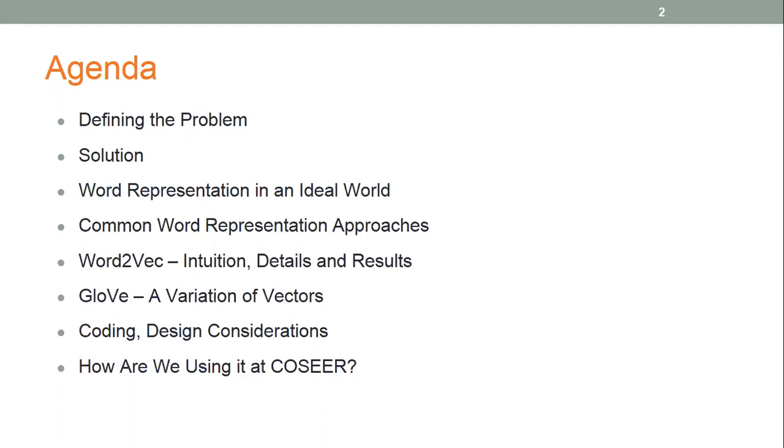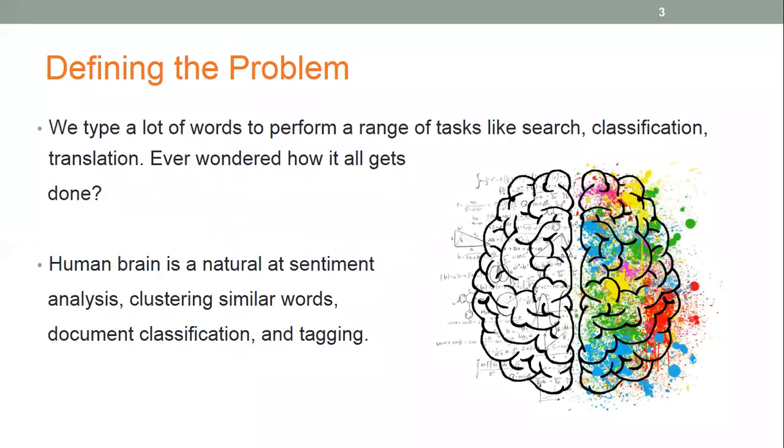And what are the design considerations when you start using Word2Vec in one of your projects. Finally, we will conclude with how we are using word vectors at Coseer and what more we can do with word vectors. So first, we will try to define why we need word vectors.